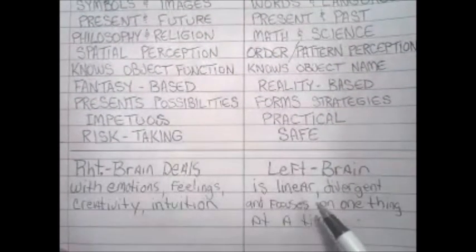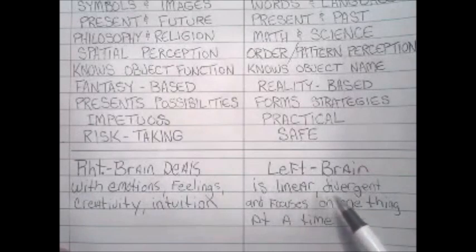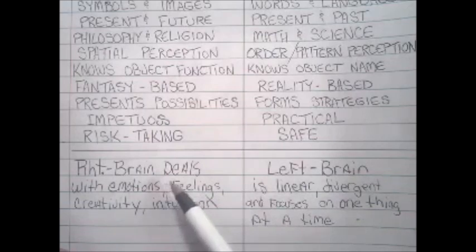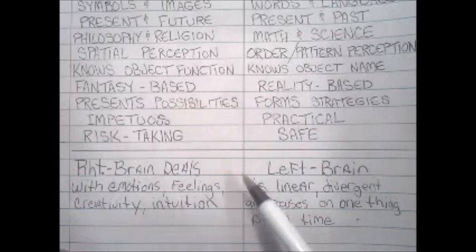The left brain function is linear, divergent, and focuses on one thing at a time. The right brain deals with emotions, feelings, creativity, and intuition. As you can see, my friends, they are trying to keep us down and brainwash us.